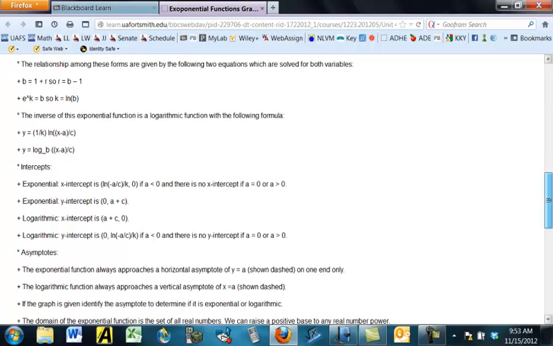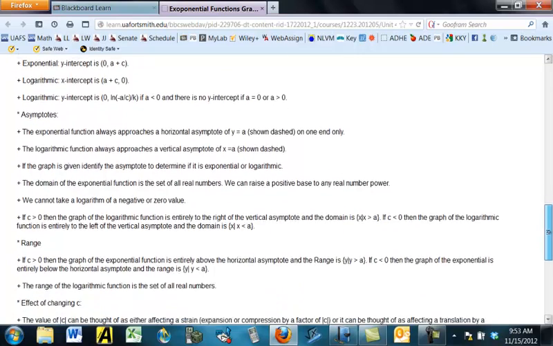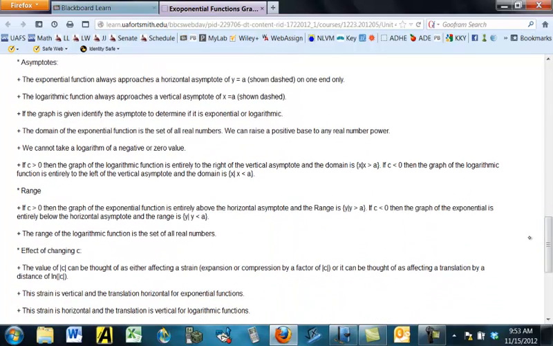A times c, or a and c, have to have the opposite sign. So a times c has to be negative. I'll rephrase that and maybe repost this.